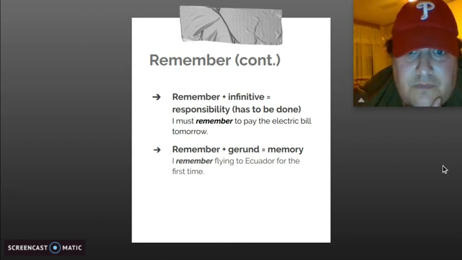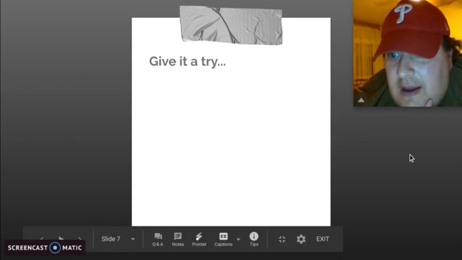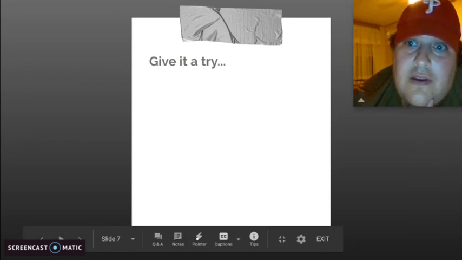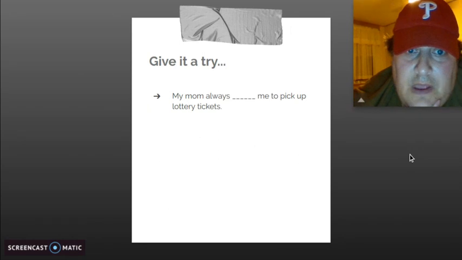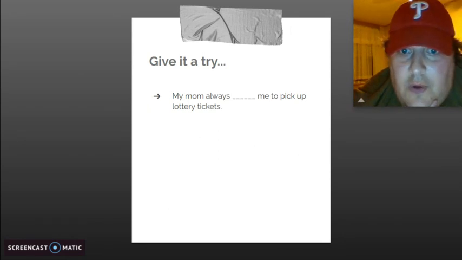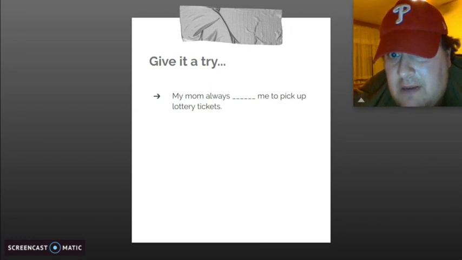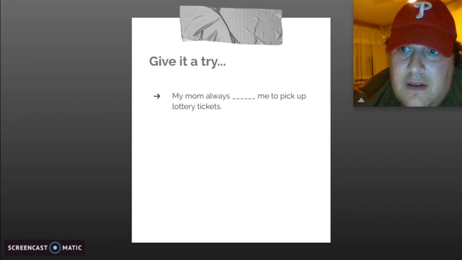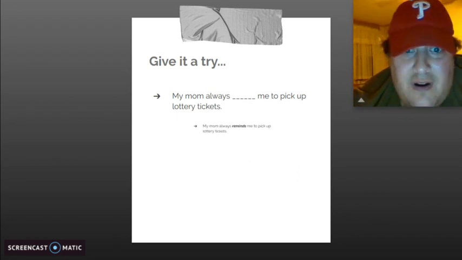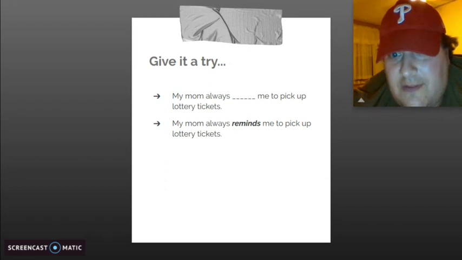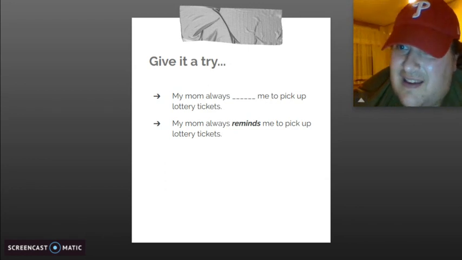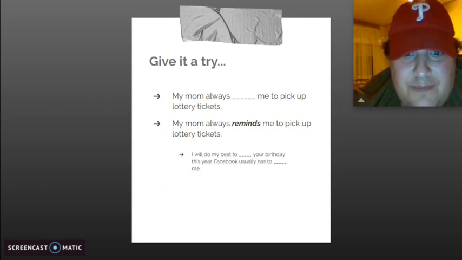So let's take a look at a few sentences and see if you know how to use these right. Okay. So if I say, my mom always blanks me to pick up lottery tickets. Should I say remembers me or reminds me? Remind, right? She causes me to remember. So therefore, it should be my mom always reminds me to pick up lottery tickets. Yeah, there you go. Okay.